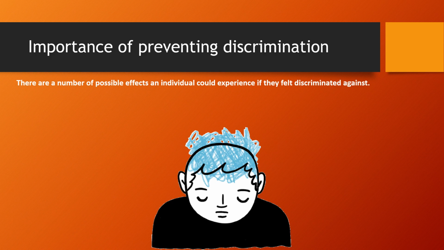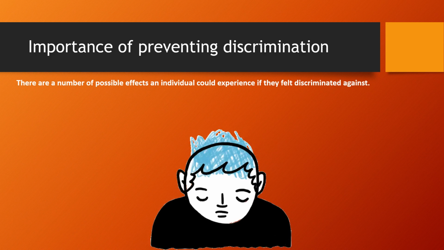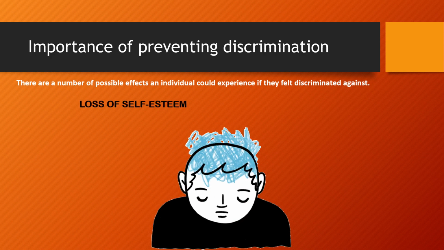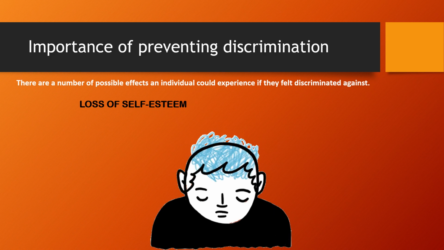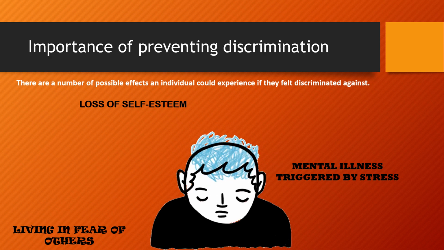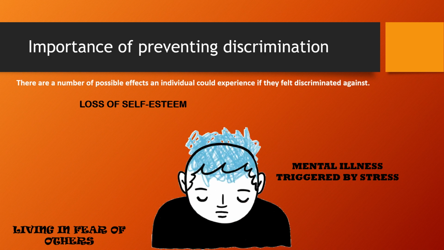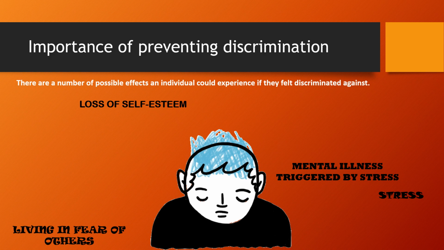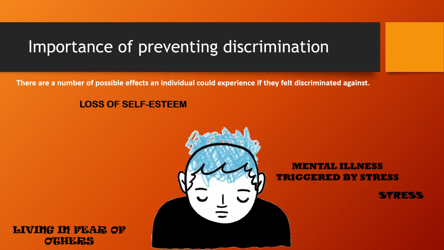So why is it important to prevent this? Now, there are lots of effects discrimination can have on individuals. It can cause them to lose their self-esteem. It can trigger mental illness. They can live in fear or be scared that they're going to be attacked or discriminated against by lots of different people. It causes stress, and stress can lead to illness.